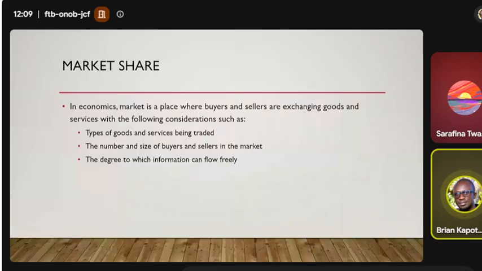Okay, now let's go to the issue of market share, which conceptually I know you already understand based on the example that we just did. And so in economics, a market is a place where buyers and sellers are exchanging goods and services with the following considerations. And so you look at things like the types of goods and services being traded, the number and size of buyers and sellers in the market, and the degree to which information can flow freely.